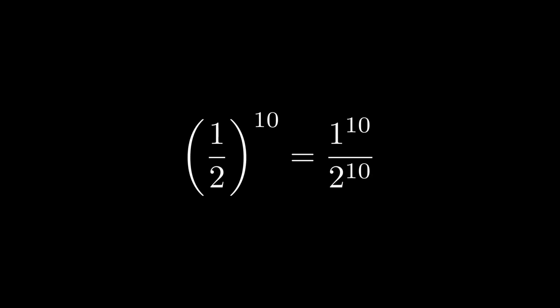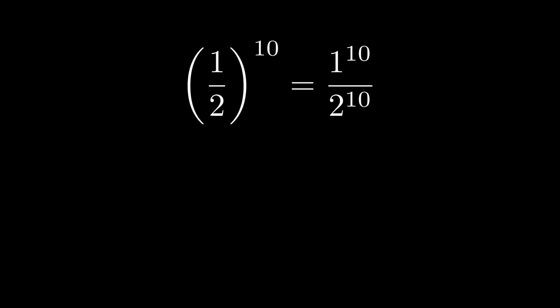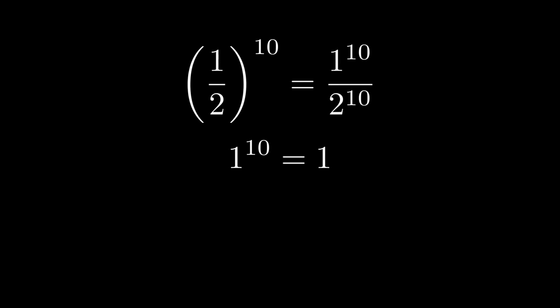Now let's calculate this value step by step. First, we can apply the exponent to both the numerator and the denominator of the fraction. This gives us 1 to the power of 10 divided by 2 to the power of 10. The numerator is simple. 1 raised to any power is always just 1.